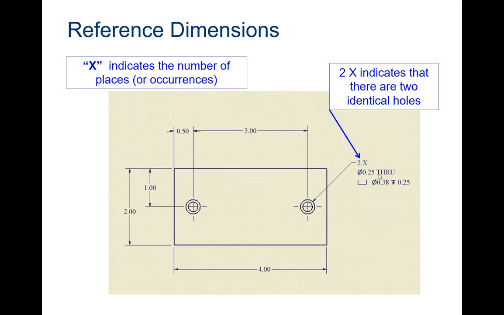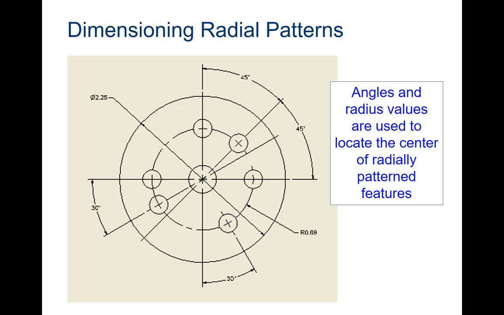And we are almost done. Last one we've got here, guys, is for patterning on a round object. In this case, we know what this inner circle dimension is. Right here, it's a radius of 0.69. And we know what the outer circle is, 2.25 diameter. It's odd. It should be both diameter or both radius. But then we're given the degree angles between each one of these holes. So that's how we know where to place them.